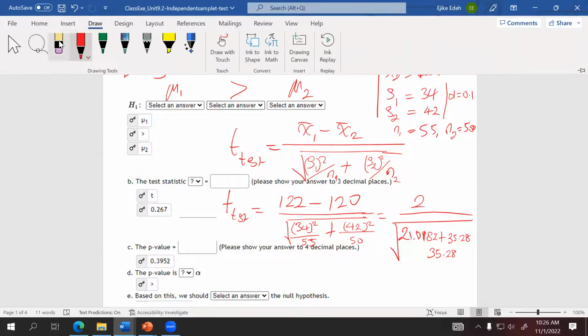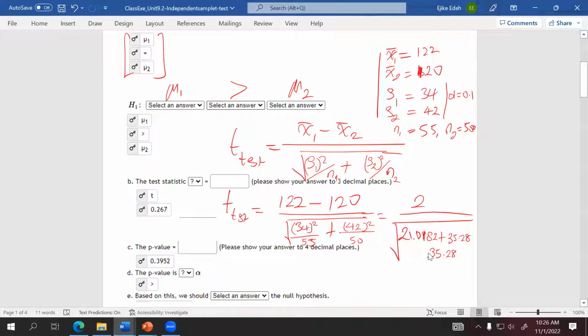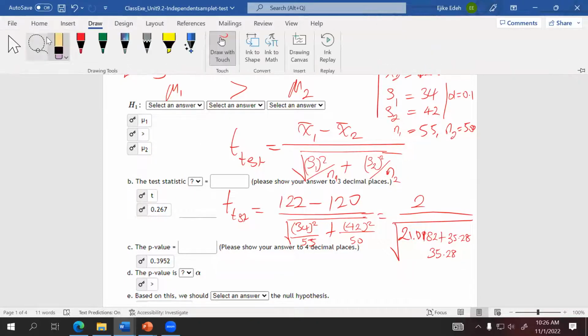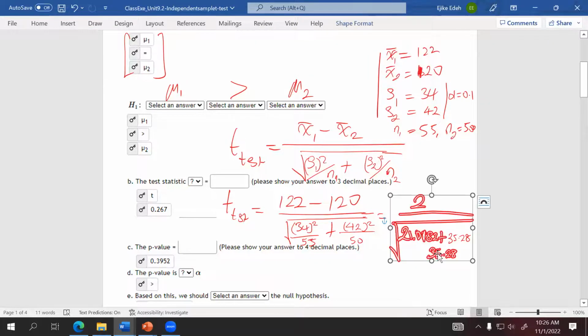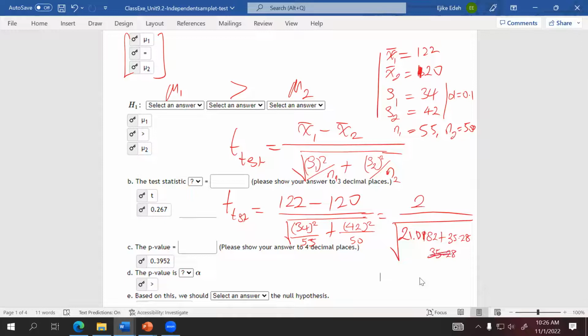So we go ahead and divide. That's true. Let me just scratch it out. So go ahead and sum this up and take the square root and divide with 2. Can we get a final answer? Let me write it over here. The square root of 21.082 plus 35.28. So we divide that, we divide 2 with that one.